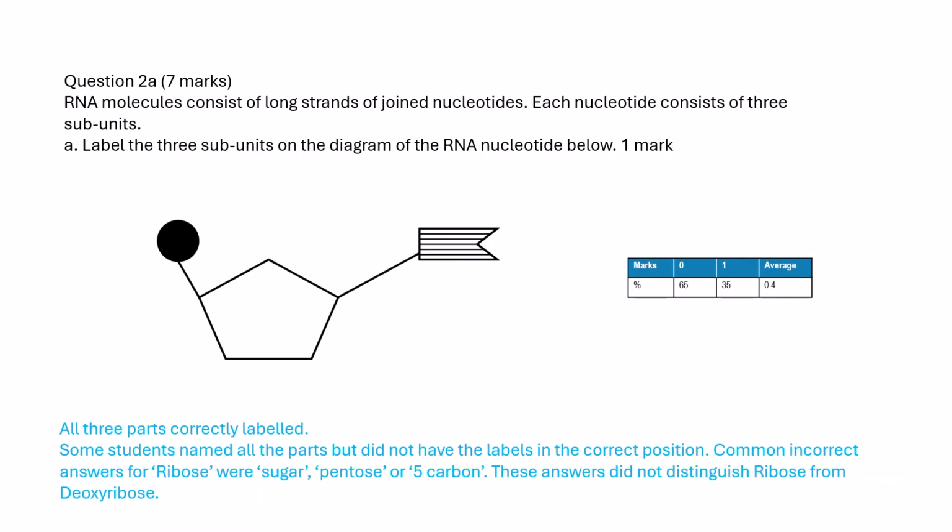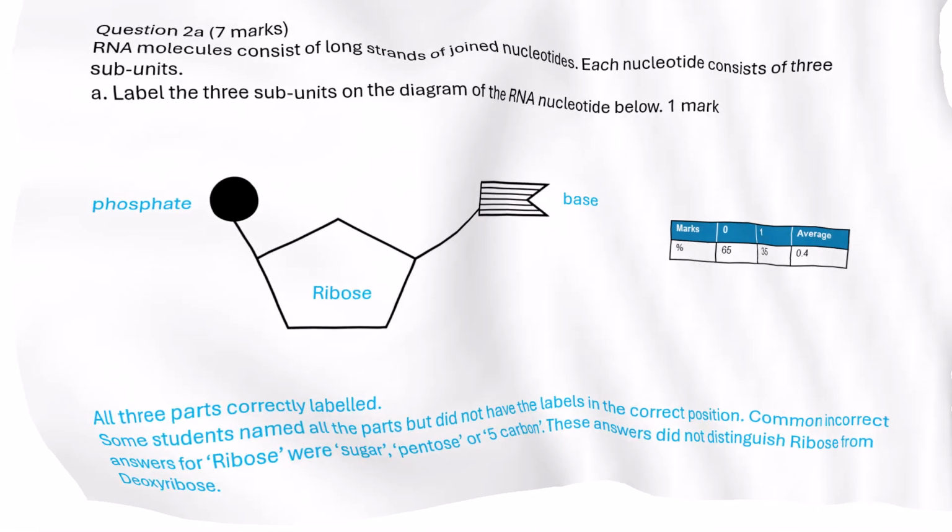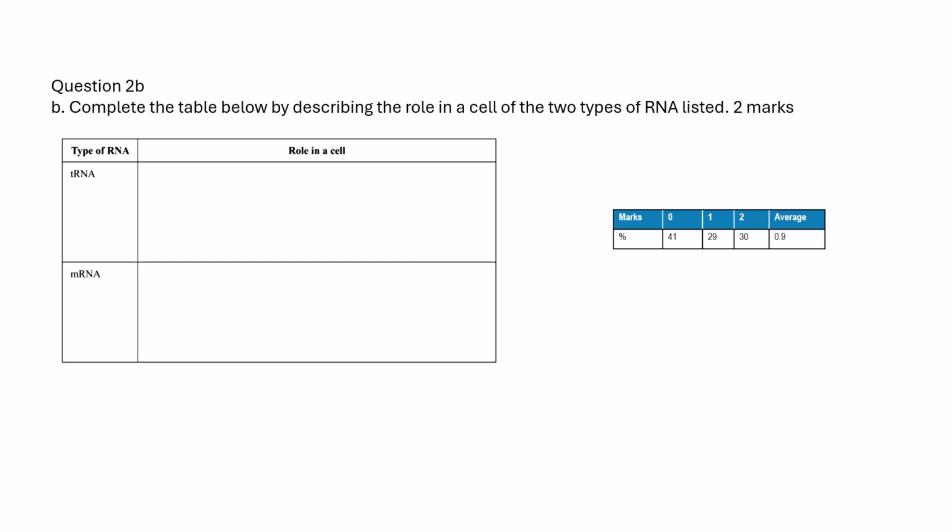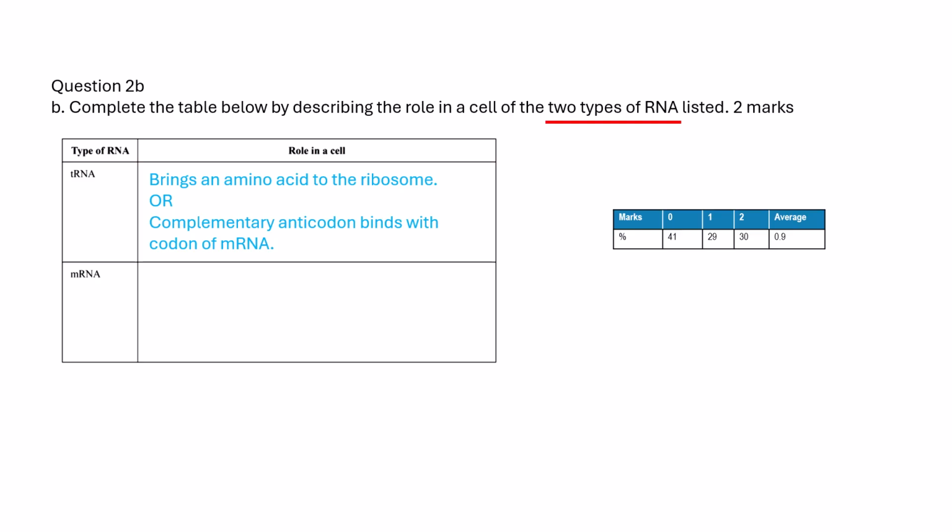Label the 3 subunits on the diagram of the RNA nucleotide. All 3 parts must be labeled: phosphate, base, and ribose. Describe the role of RNA in a cell. tRNA brings an amino acid to the ribosome, or complementary anticodon binds with the codon of mRNA. mRNA carries genetic information from the nucleus to the ribosomes, or complementary copies of the DNA.